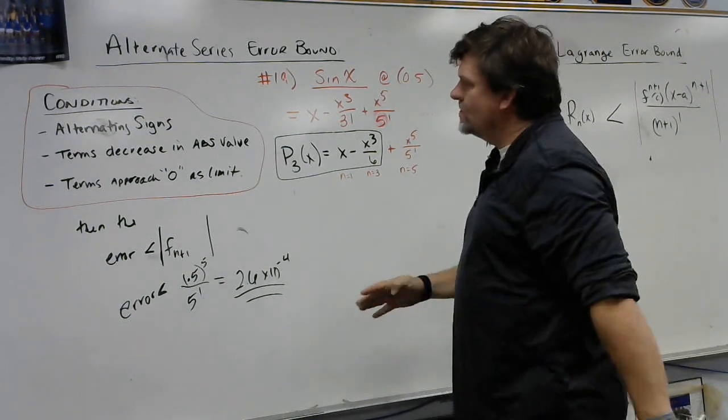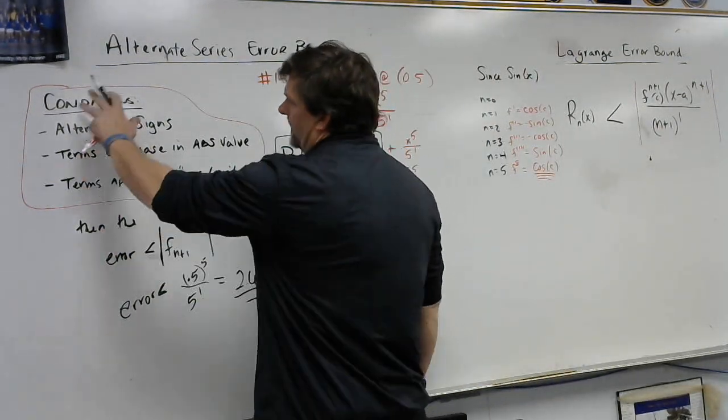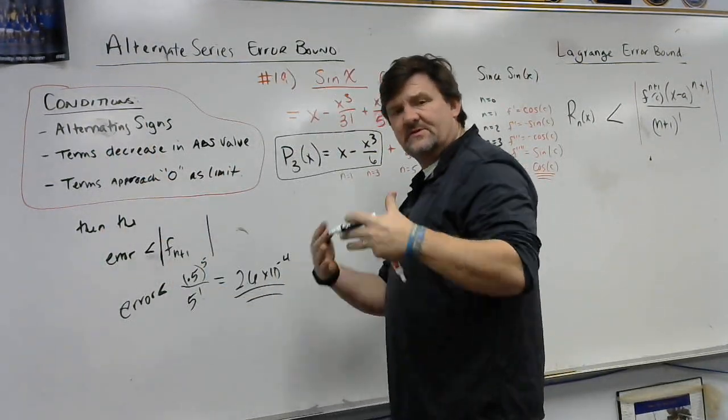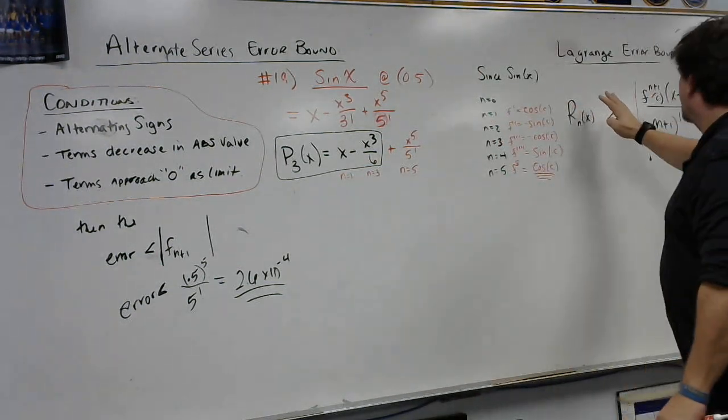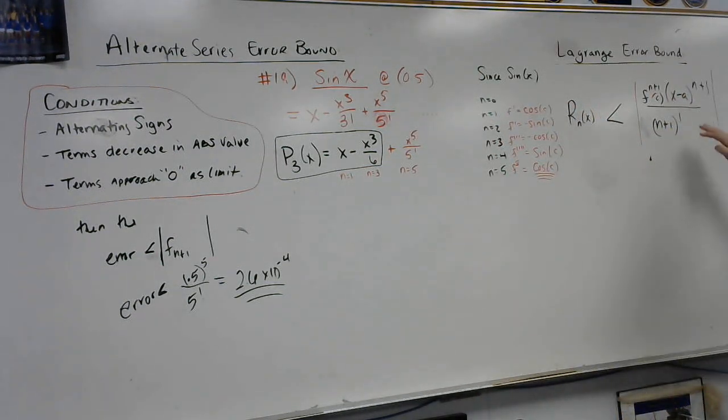Now as we move on and we don't get an alternating series and we're just dealing with a straight Taylor series, we're going to be able to use the Lagrange error bound, and they also call it Taylor's theorem, I believe.